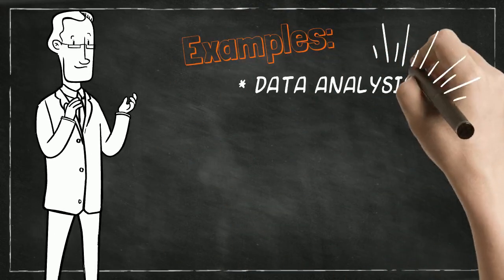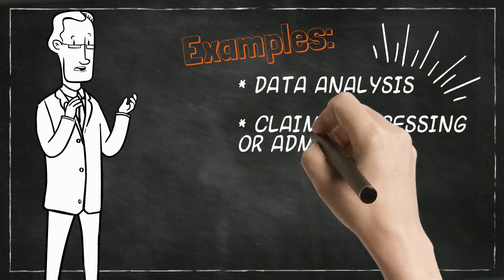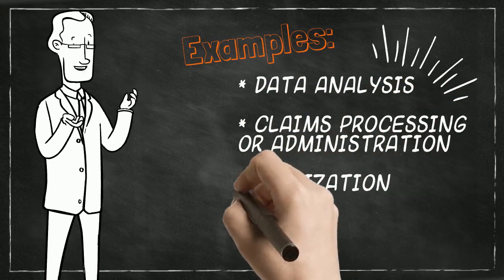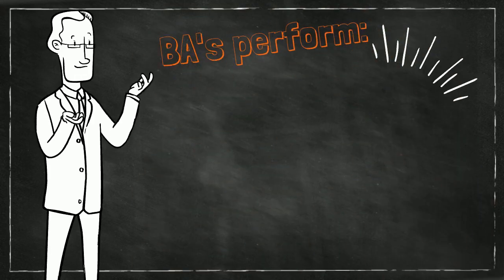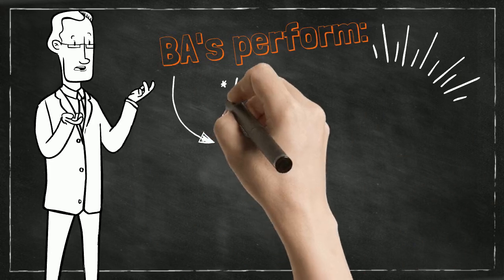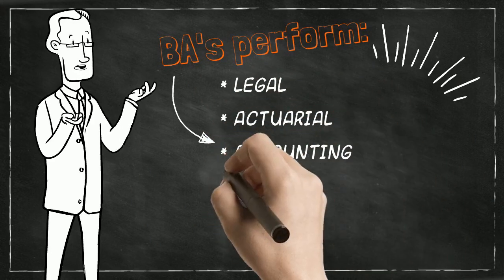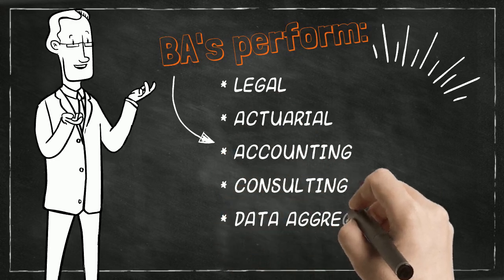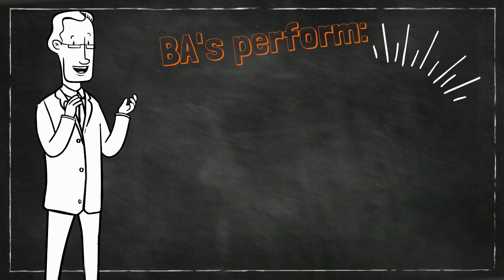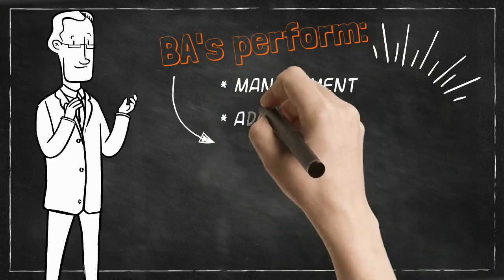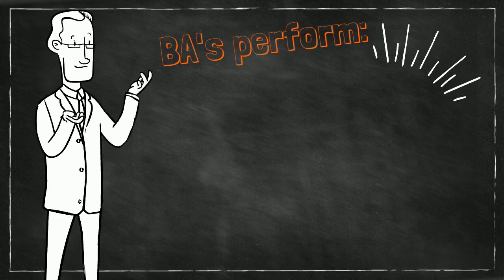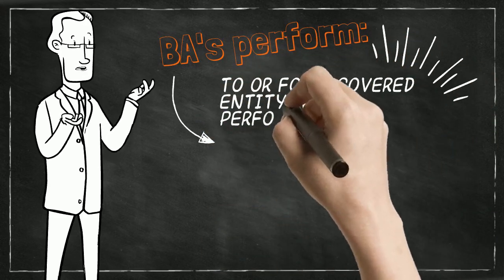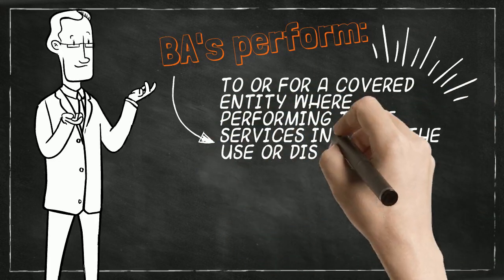Examples include data analysis, claims processing or administration, utilization review, and quality assurance reviews, as well as any other function or activity regulated by HIPAA. Business associates are also persons or entities performing legal, actuarial, accounting, consulting, data aggregation, management, administrative, accreditation, or financial services to or for a covered entity where performing those services involves the use or disclosure of PHI.